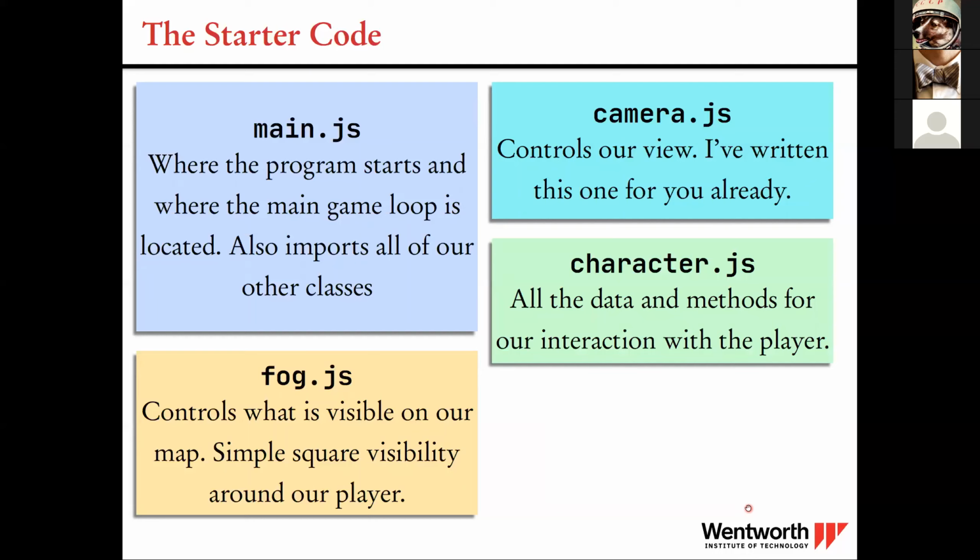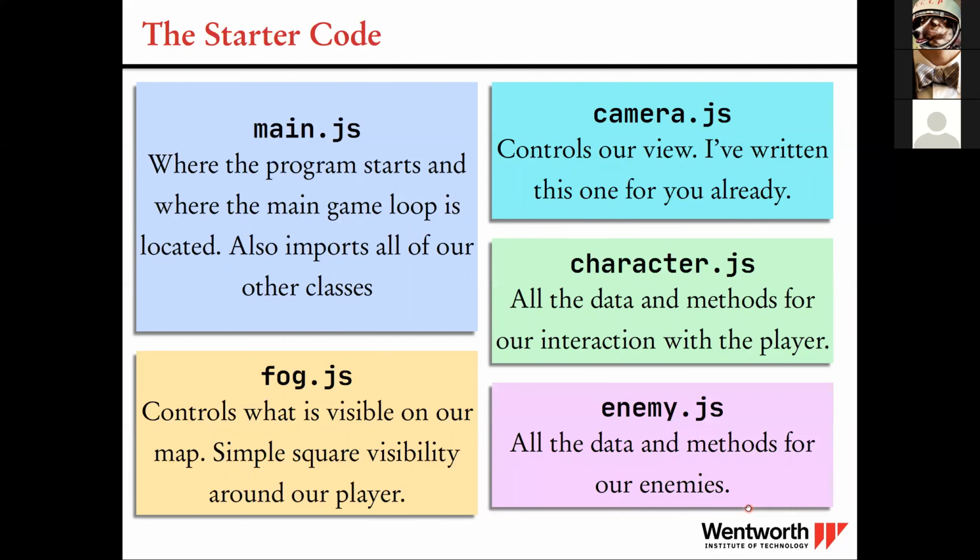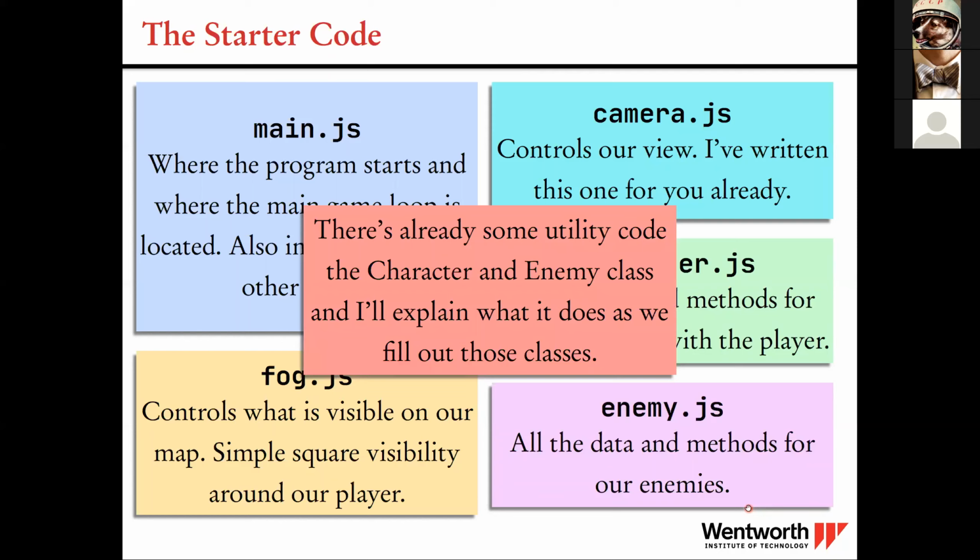We have a character class as well. This has all the data and all the methods for interaction within the character, or interaction with the actual player when we move around, and then we have an enemy file as well. The enemy and character files do have some utility code. So I'll explain what it does when we start to fill out those classes. It's mainly things that you would write in, say, a CS2 type class. You would write a method for equals, right? Maybe you'd write a method for toString.